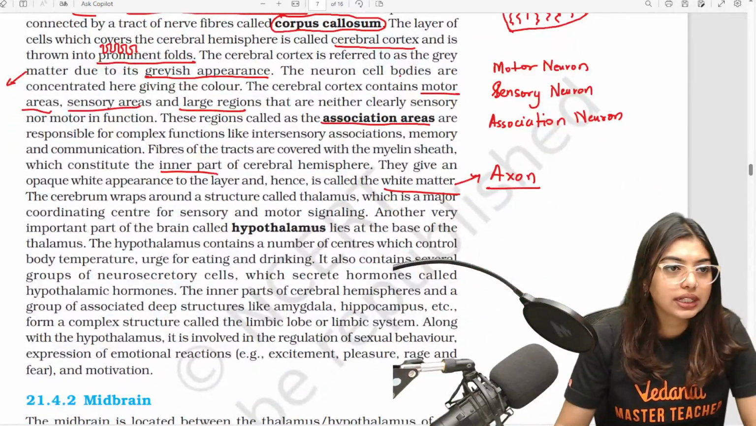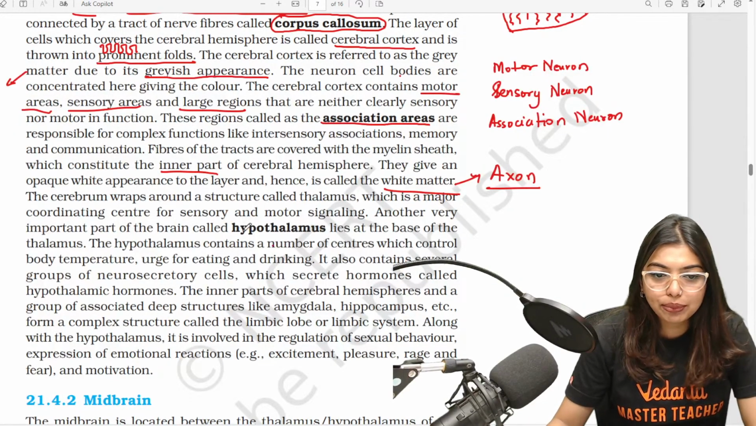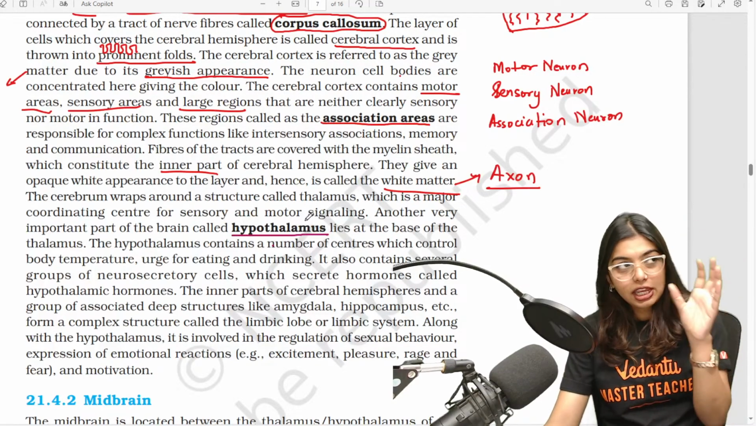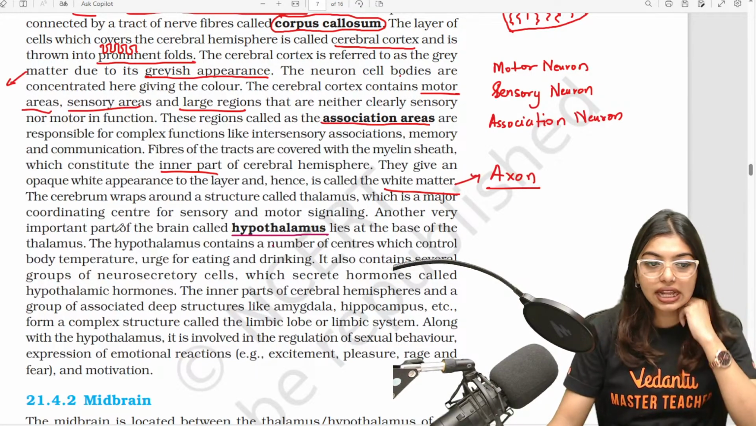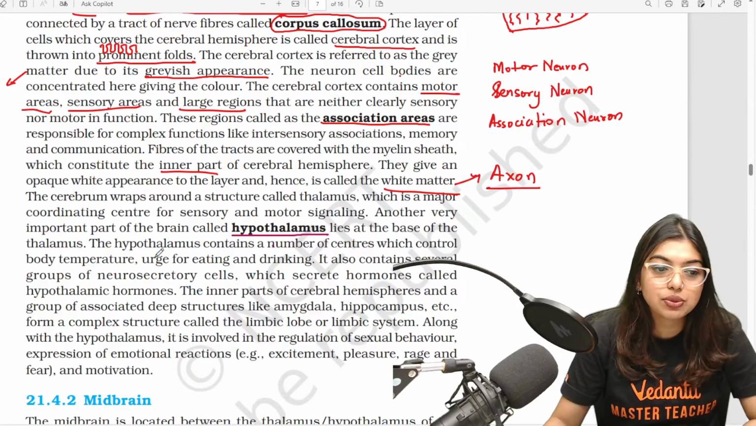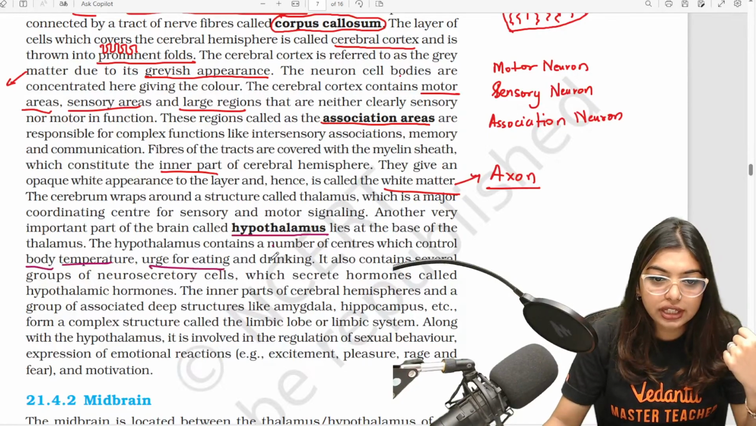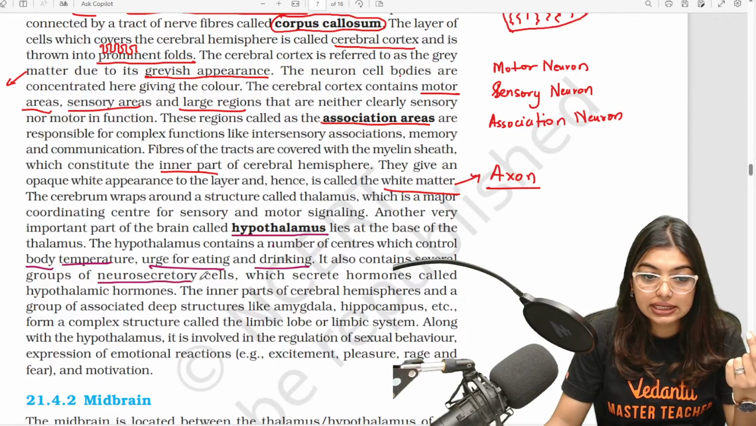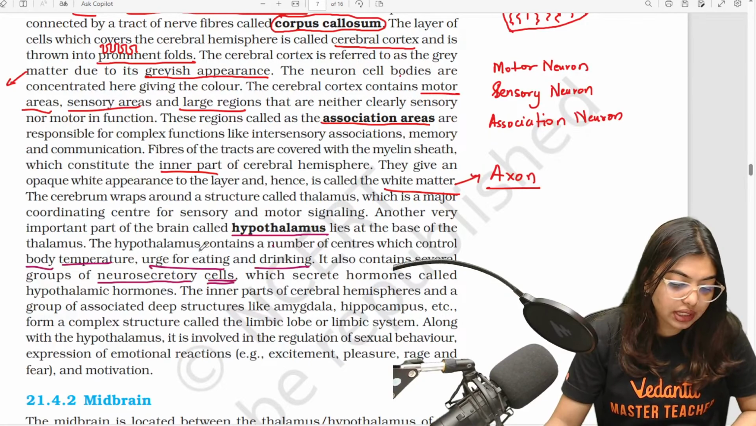See, what are they telling? They're telling that another very important part in the brain is called your hypothalamus, who is the principal. If pituitary gland is the master gland, then hypothalamus is the principal. Okay, it lies at the base of the thalamus. The hypothalamus contains a number of centers which control the body temperature, urge for eating, drinking. It also contains several groups of neurosecretory cells, which I will be teaching you in chemical coordination.